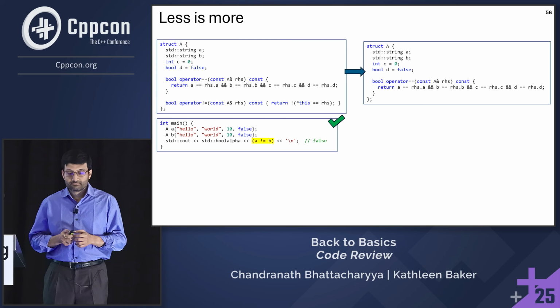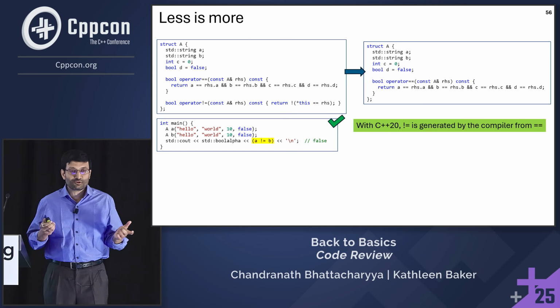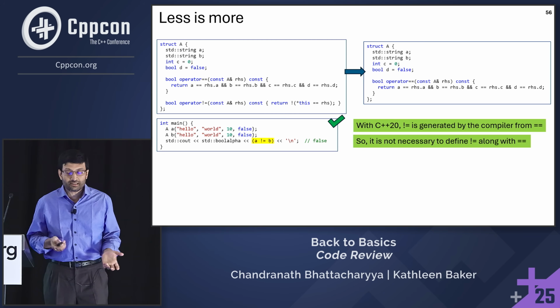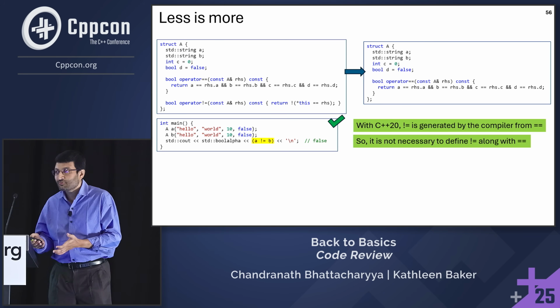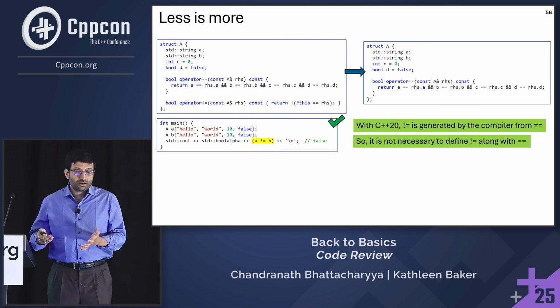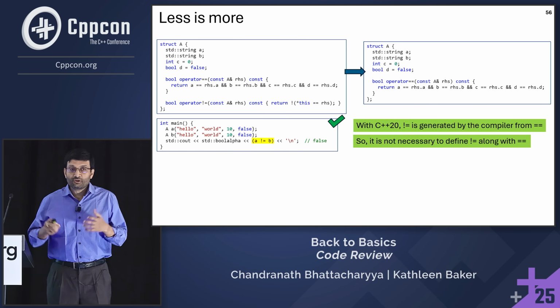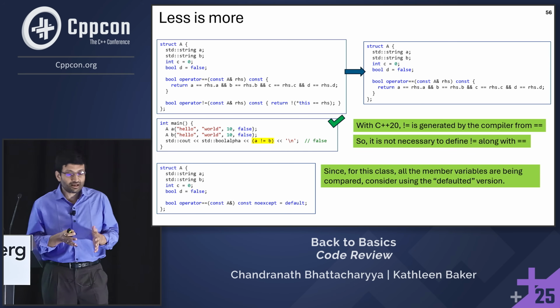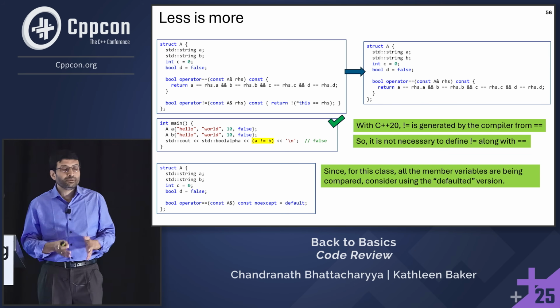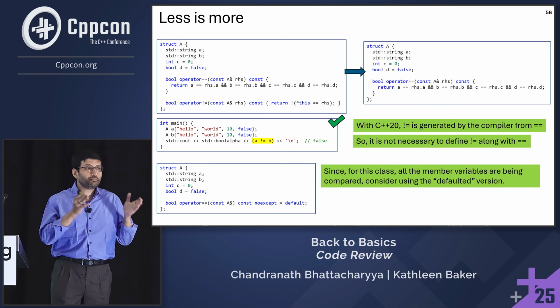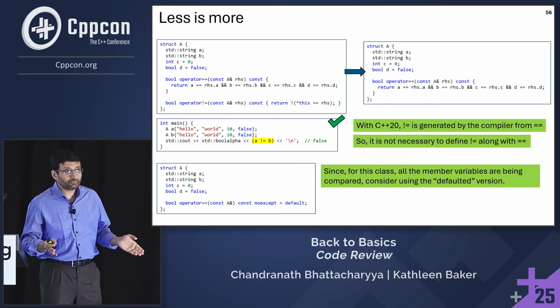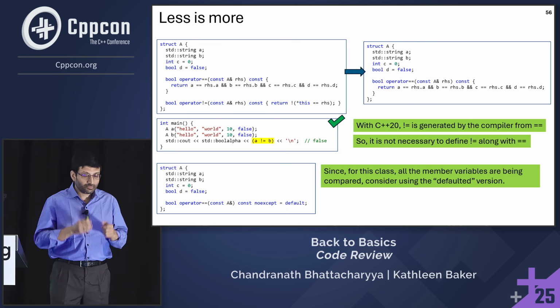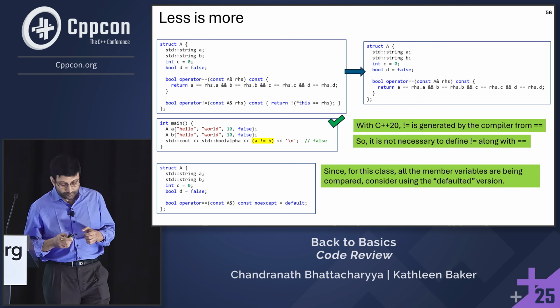We can totally lose the not-equal-to operator, right? Because in C++20, it is generated from the equality operator, so we don't need that. Is that all we can do? We can do even better. We have to notice that in this particular class, since all the member variables were being used to do the comparison, we can default it out completely, okay? So this is a good paradigm to follow.